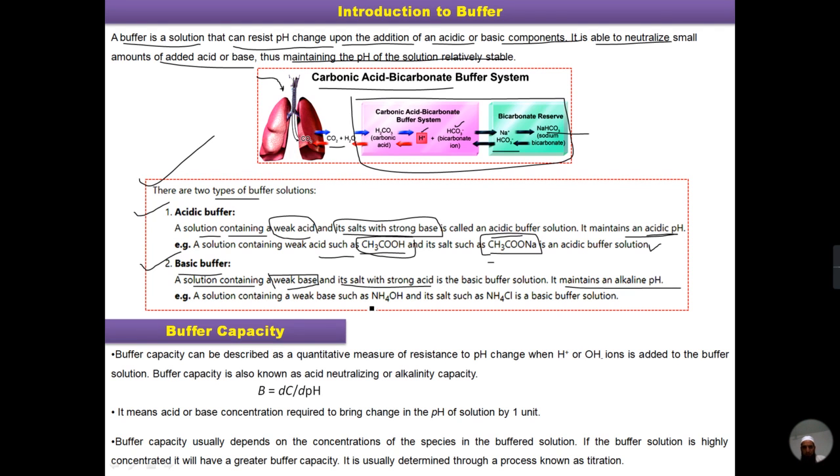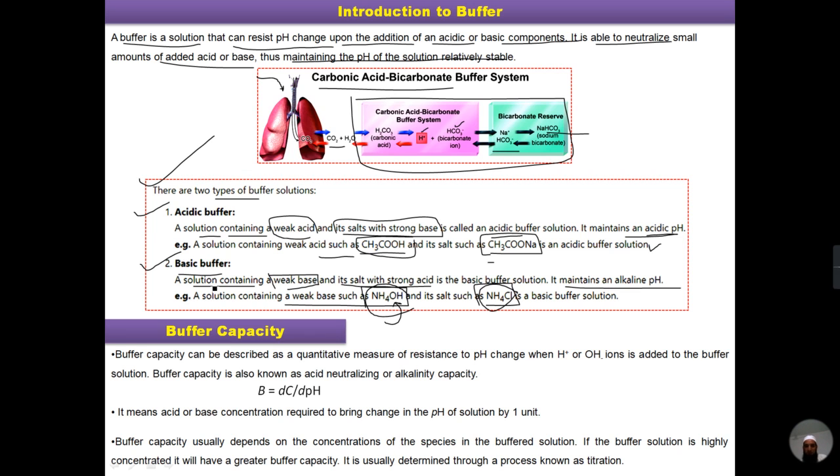Now, ये कैसे हम बना सकते हैं? We can make it with the help of weak base like ammonium hydroxide plus its salt, which is ammonium chloride. कैसे बना सकते हो? You react this ammonium hydroxide with HCl, you get ammonium chloride. So combination of ammonium chloride and ammonium hydroxide gives you basic buffer. So this is in general the types of buffers.